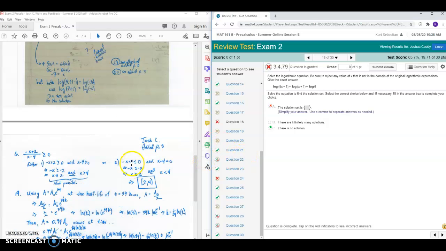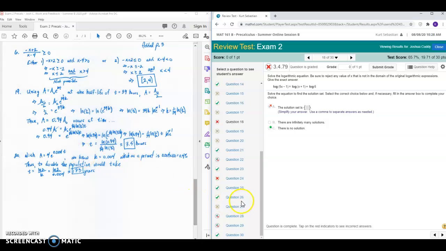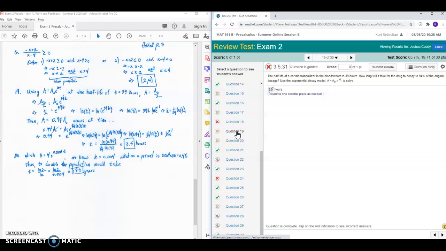Okay, 19 and 20, I also wanted to give you feedback on because you didn't have any work for me, and you need to know how to do these. So these are both exponential problems. First one's exponential decay, 20 is exponential growth a little bit. So 19, the exponential growth or decay model is A equals A0 e to the kt. So A0 is your initial amount present, A is how much is present after some time t later.